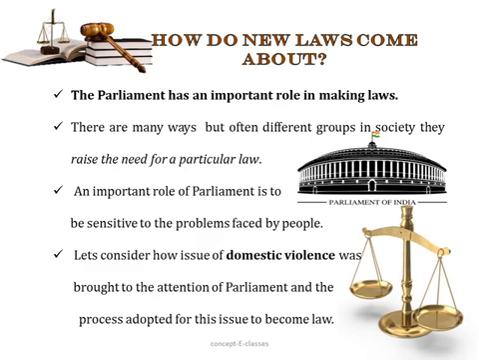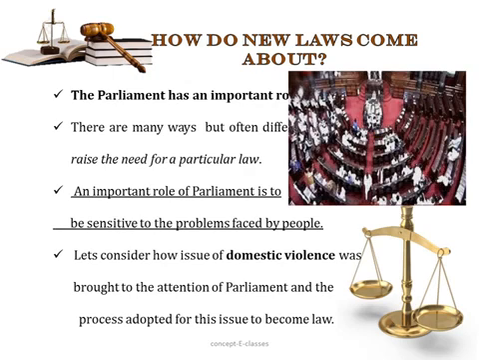Okay. So Parliament has a very important role in making laws. There are many ways through which this takes place, and often different groups in a society raise the need for a particular law. That is, a group of people say that they need a particular law. So the important role of Parliament is to be sensitive to the problems faced by the people.